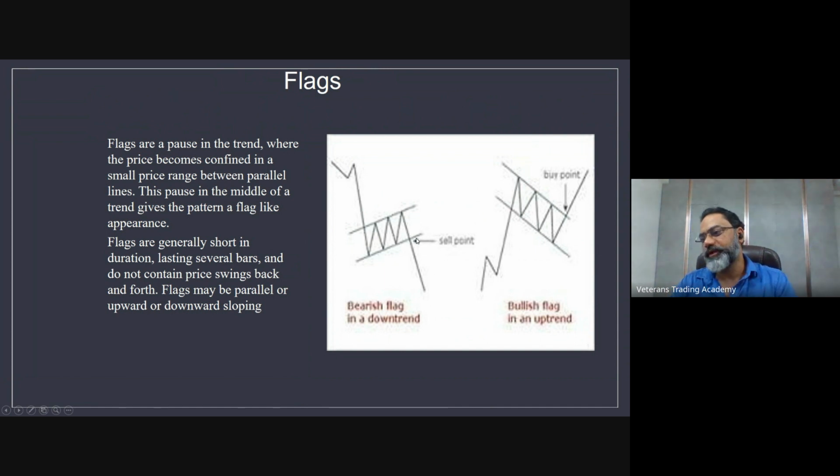So if this is the point of breakdown, and if this is the point you have taken a trade as a breakdown point, so this will be your stop loss, and your target will be somewhere close to this length. And this is a bearish flag pattern.